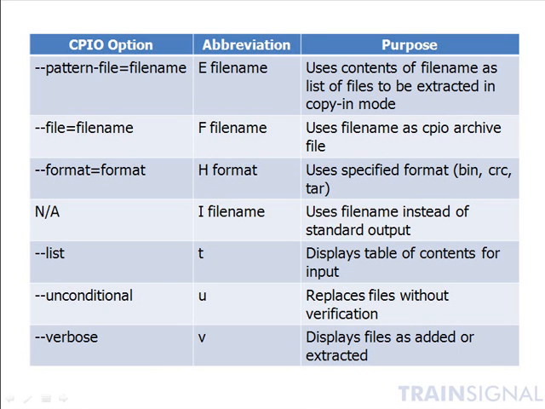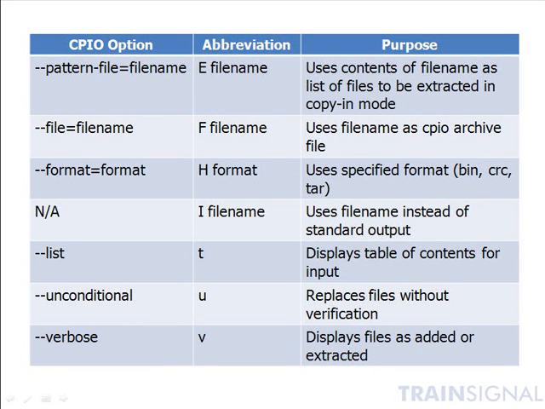--list, which is abbreviated with a lowercase t, says to display the table of contents for the input. --unconditional, abbreviated with a lowercase u, says to replace the files without verification. And finally, --verbose, abbreviated with the lowercase v, displays the files as they're added or extracted.